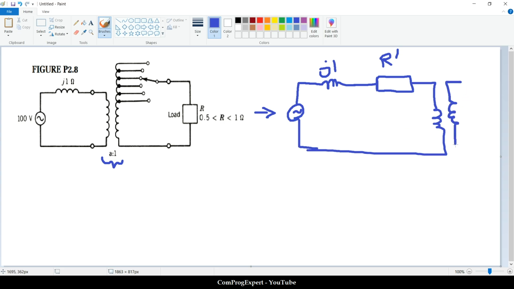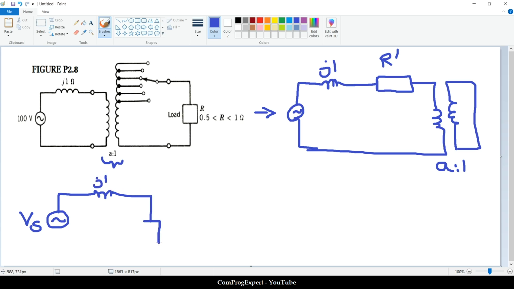and here when we transfer the load, this will be short circuit here. This is the turns ratio. Or actually we can neglect this. Finally we have this circuit. This is the Vs source, the inductor, and this equivalent resistor R prime, that is equal to a to the power 2 times R.